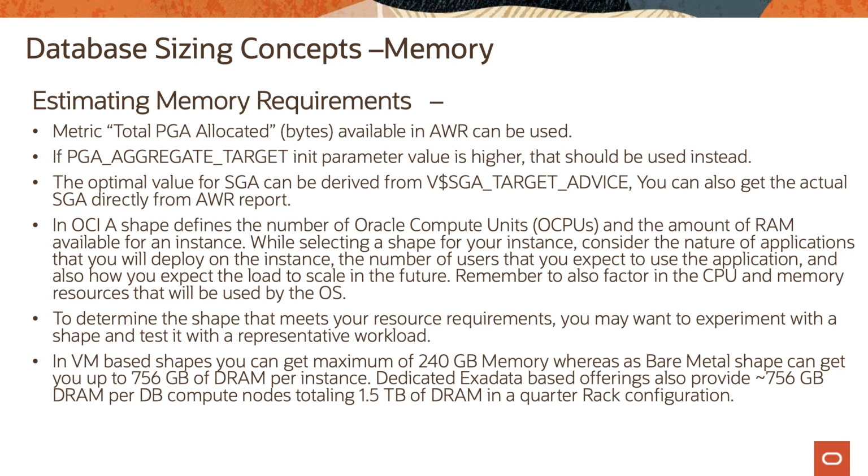Another important consideration to keep in mind is that with VM-based shapes, you can get a maximum of roughly 240 GB of memory, whereas in a bare metal shape, you can get up to 756 GB of DRAM per instance. Dedicated Exadata-based offerings provide 750 GB of DRAM per DB compute node, and in a smaller shape like a quarter rack, you can get roughly 1.5 terabytes of DRAM in a quarter rack configuration.